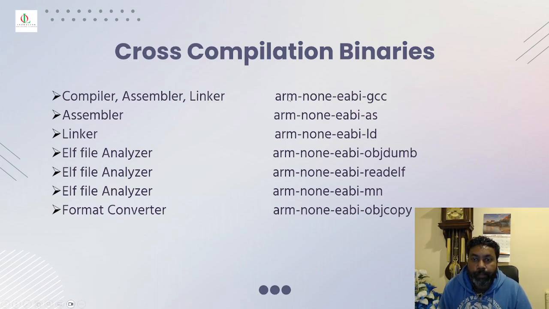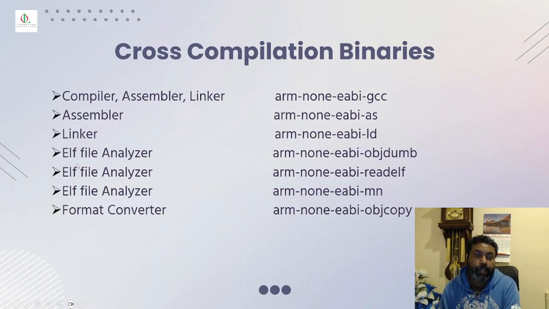The arm-none-eabi-gcc.exe file will help you do all three: compilation, assembler, and linker. If you want to use the assembler, you need to use arm-none-eabi-as. For the linker, there is a separate session coming up where you will learn about linker scripts. If you want to use the linker, you need to use arm-none-eabi-ld.